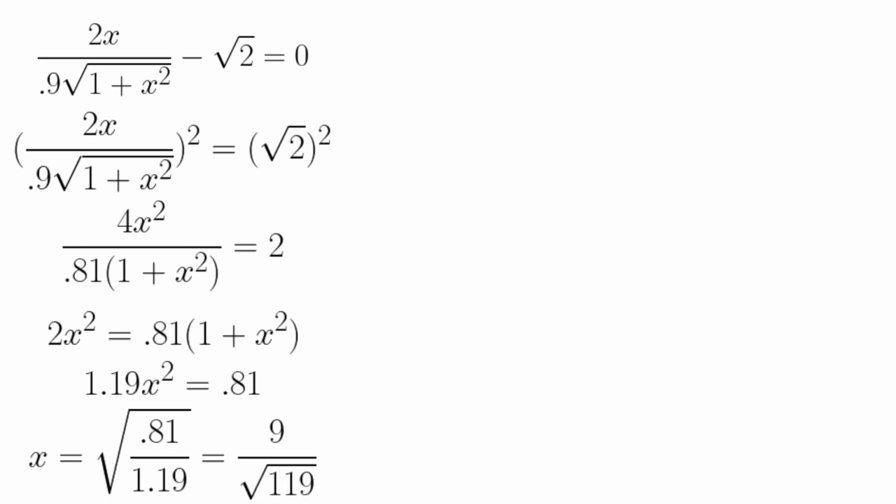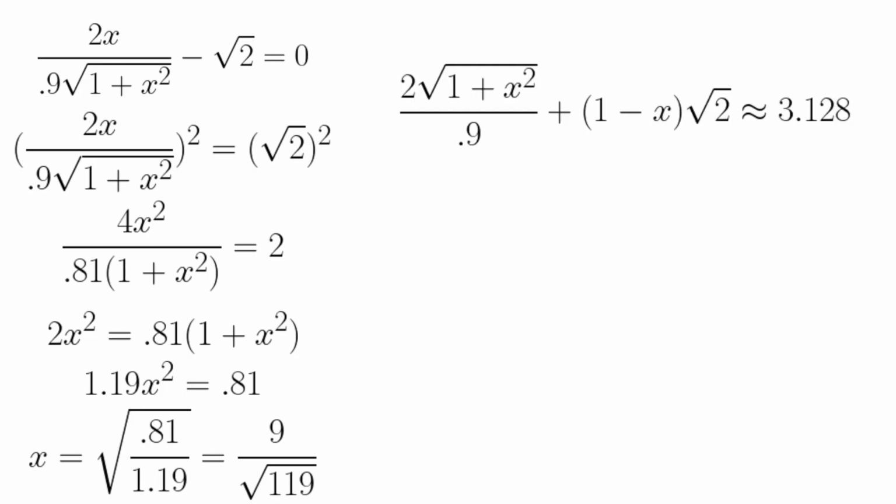And then, what does x become here? It is either the square root of 0.81 over 1.19, or if you're like me and want to get rid of those decimals, it's 9 over root 119. And I can take that value of x, plug it into our original equation, and I get something like 3.128.